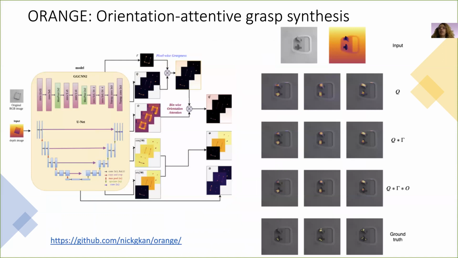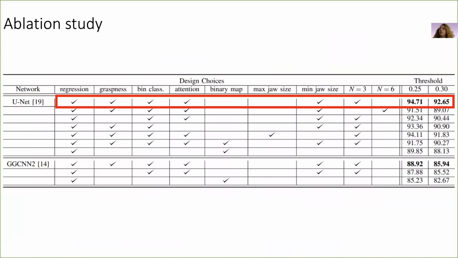ORANGE takes the augmented grasp map representation and fuses continuous and discrete information, uses the pixel-wise graspness as a regularization and the bin-wise orientation attention in order to force the focus of the network on the local maxima of graspness. From our ablation study, you can see that the full proposed model with pixel-wise graspness and bin-wise orientation attention achieves the best results in the IoU threshold of 0.25 and 0.30.